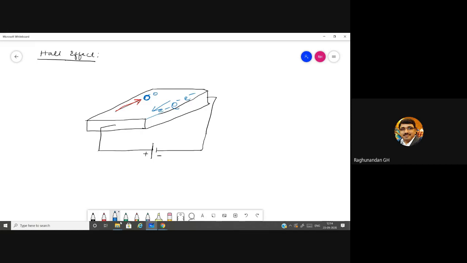This will continue. Now what I'm going to do is bring a magnetic bar closer to this semiconductor bar. When I bring this magnetic bar, which has a north pole and a south pole, the electrons which were moving straight like this and the holes which were moving straight like this are going to divert slightly.